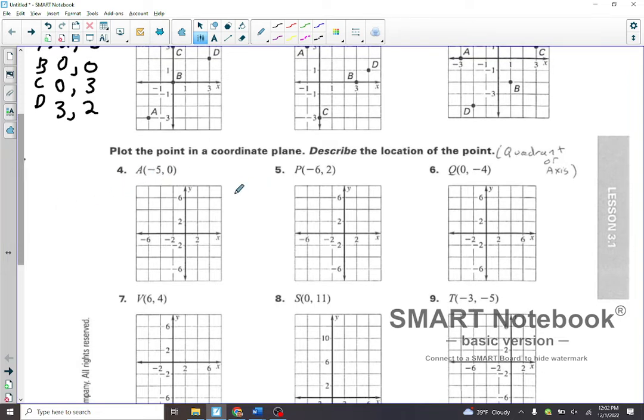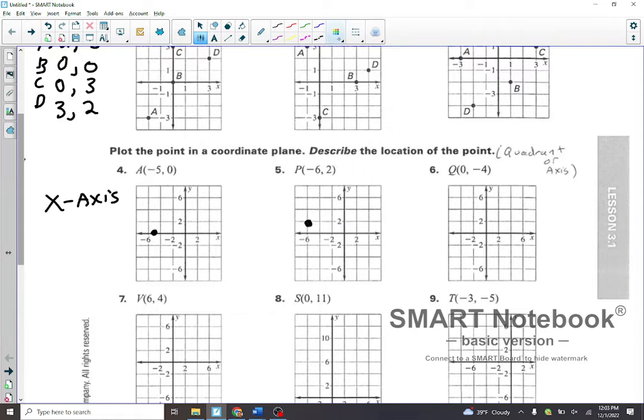Next section. This one, you're going to describe the location of the point. When it says describe the location, on my test, it will say, tell me what quadrant or axis it is on. So for this one, it's -5, comma, 0. Be careful: it should be between -6 and -4. This is on the x-axis. While this one, number 5, is -6, comma, 2. It's up by 2, so 6 to the left, 2 up.